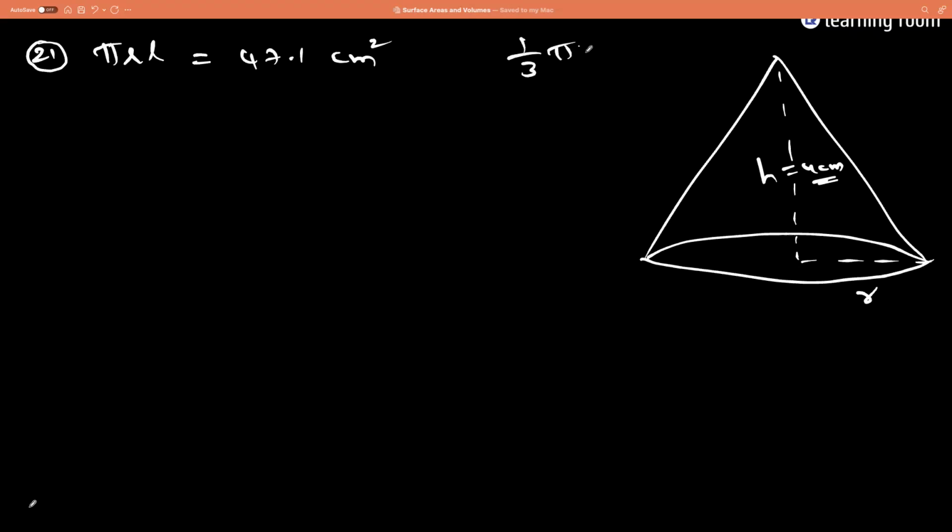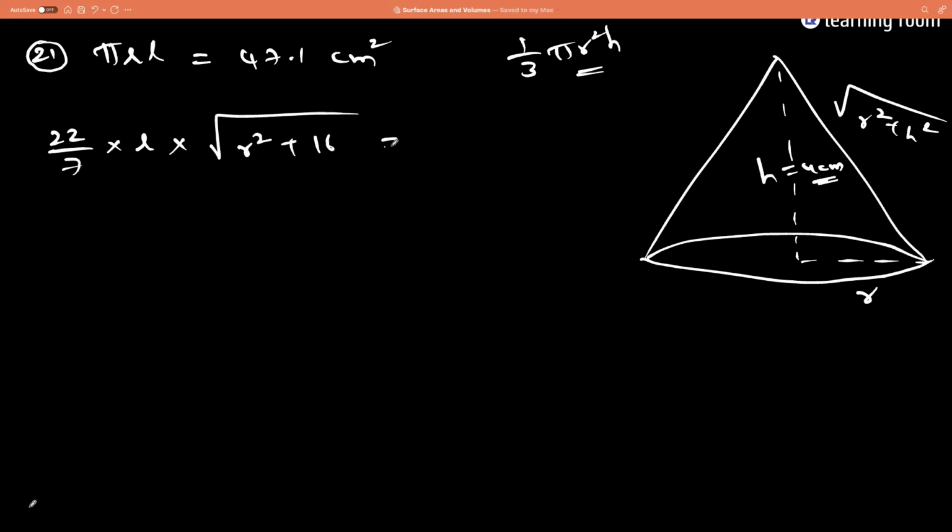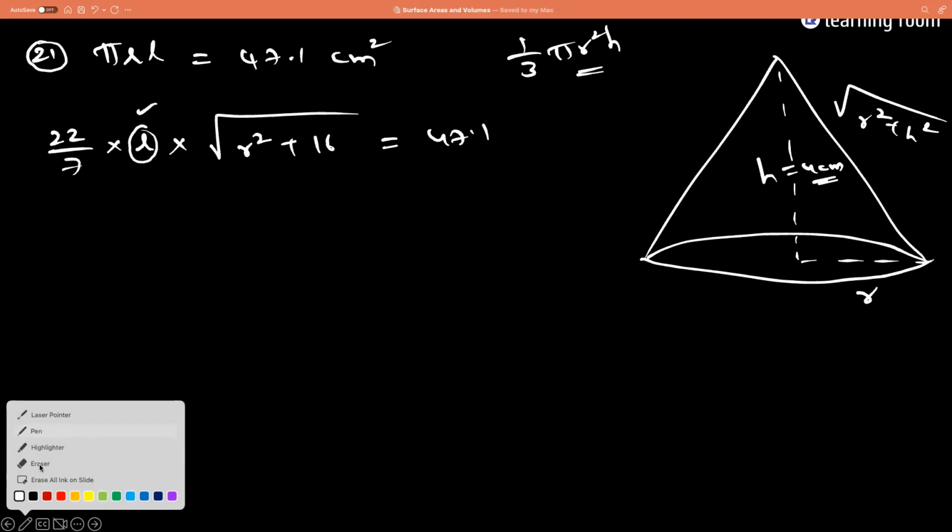So volume is 1 by 3 pi r square h. L is going to be root of r square plus h square. So it will be root of r square plus 16, and the curved surface area is 47.1 centimeter square. So then you should erase the L here, sir. This L we have to erase and write it as R, no, sir. It is R actually.